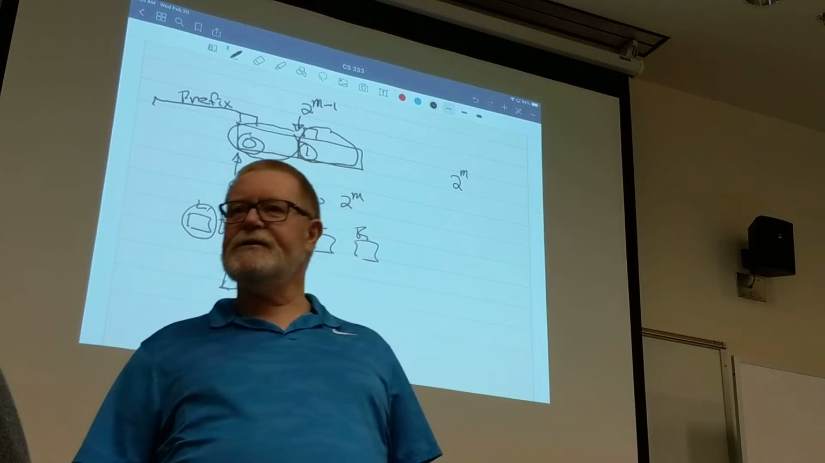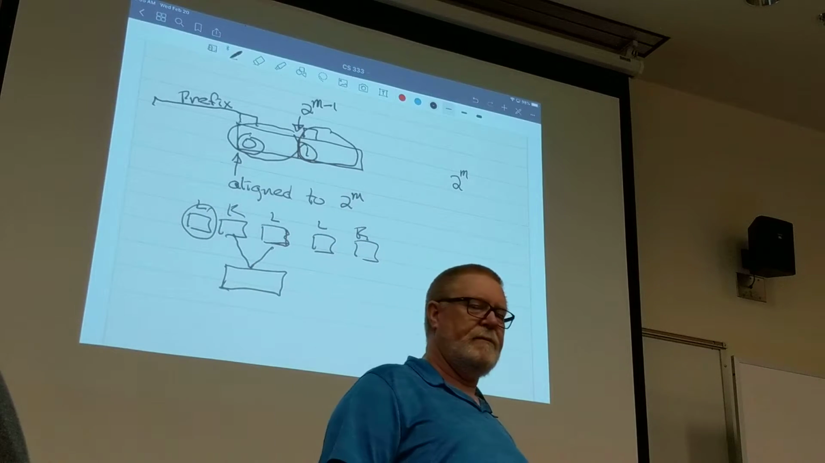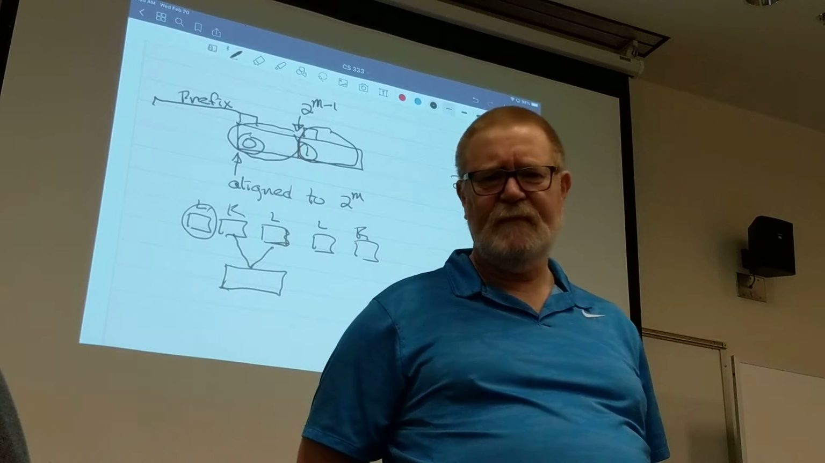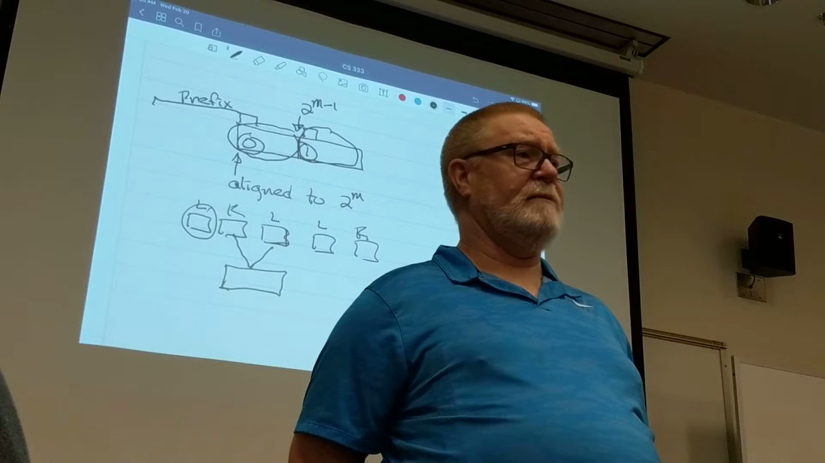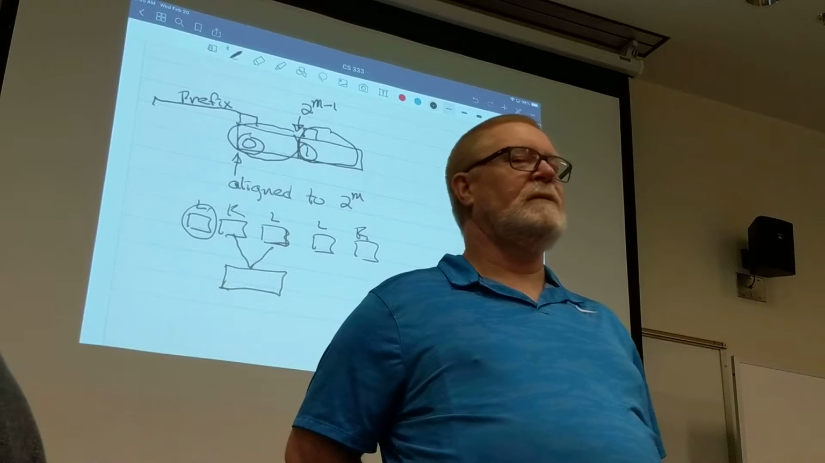Okay. Managing free space is hard. Managing free space in these blocks is really quite hard. How would you like to get rid of all of that? I would. Okay.